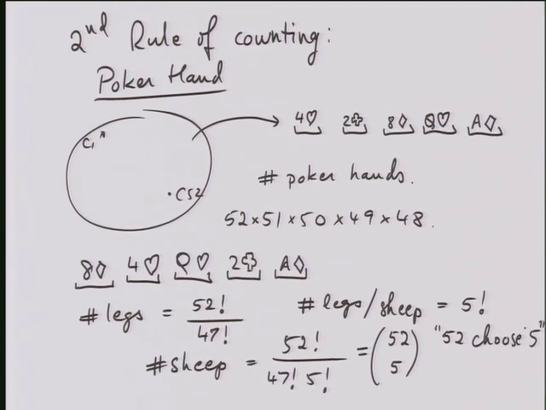So we can repeat the same reasoning and say, suppose instead of 52 cards we had a population of size n, and suppose instead of choosing 5 individuals we had to choose k individuals, then what's the number of ways of doing that? If you're choosing k out of a population of size n, the number of ways of doing it is n choose k, which is n factorial over n minus k factorial, k factorial.